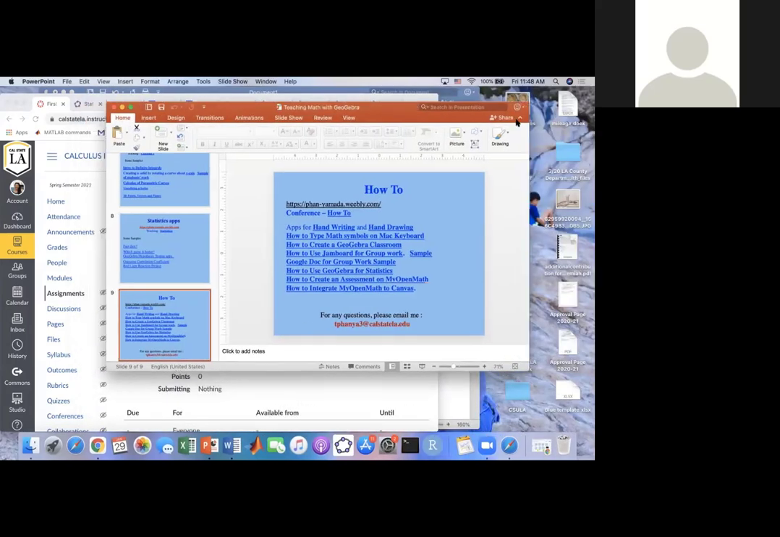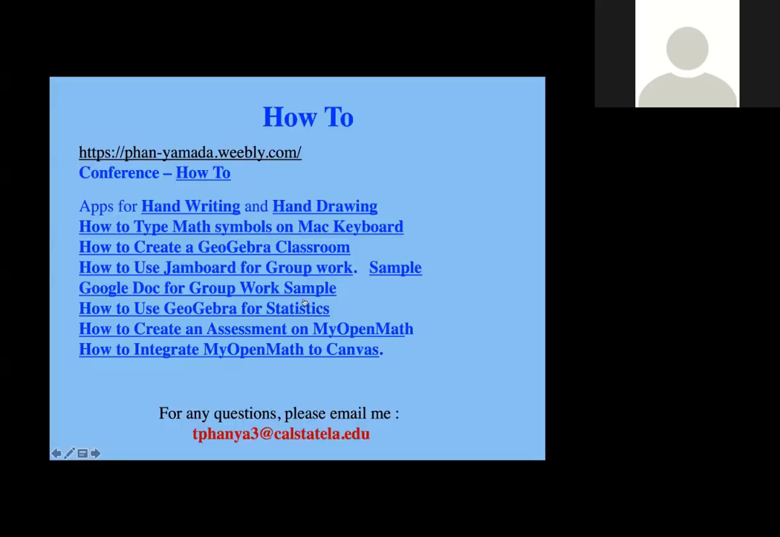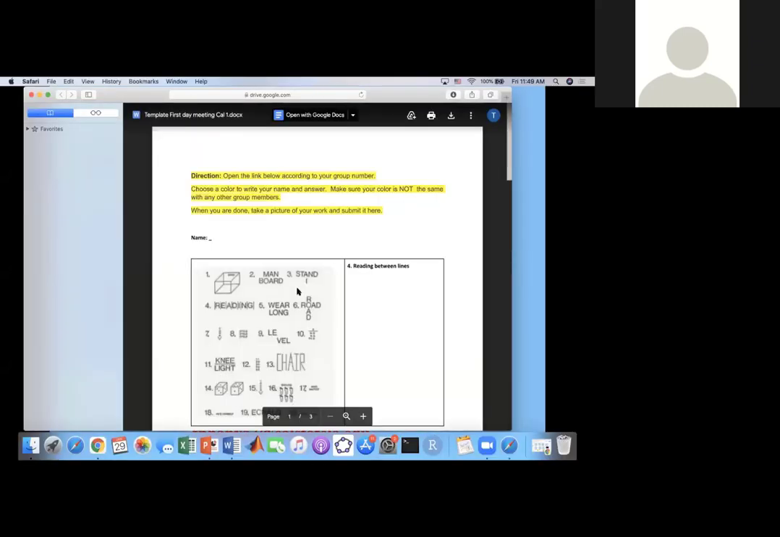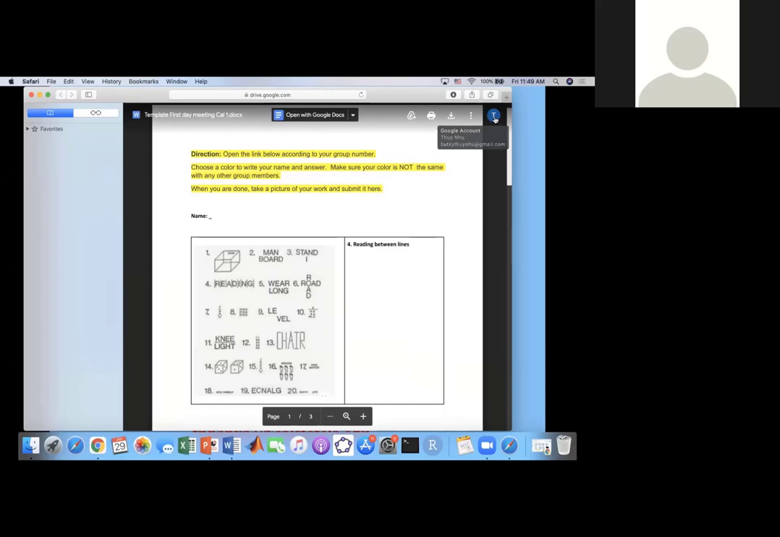Okay. I use Google Doc for a sample right here. I never thought about it before, but when I mentored my student to work, I said, oh, I can use this one in class too. So this is what I have my students do in here. First day meeting, count one. I have them do some fun kind of puzzle in here. I don't know what they call it, I forgot. And then they do this part here. So from this, let me see.